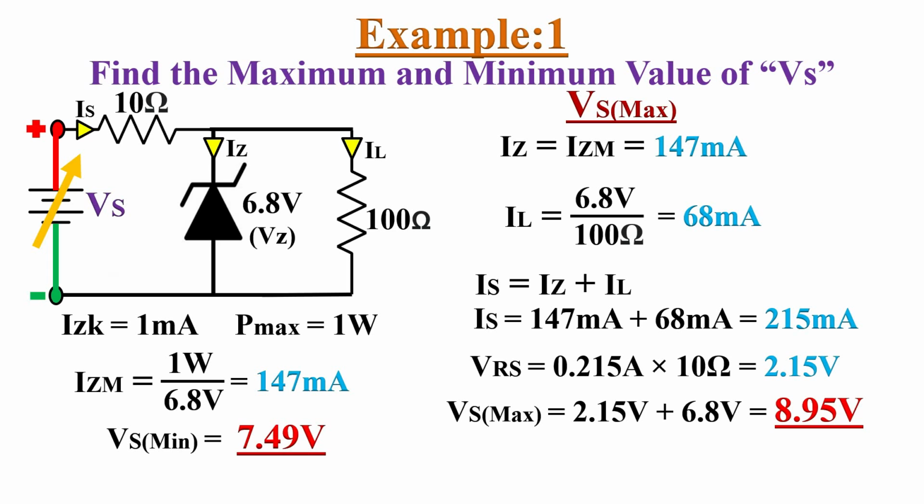So for this particular Zener voltage regulator circuit, the source voltage can swing between 7.49 volts and 8.95 volts. This is how we can design a line regulator circuit by using a Zener diode.